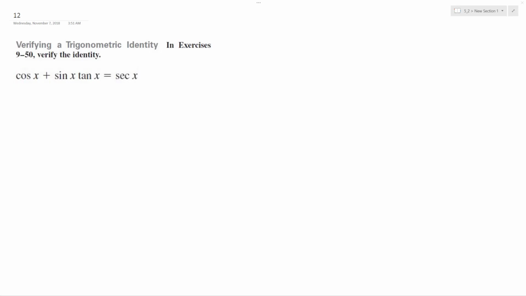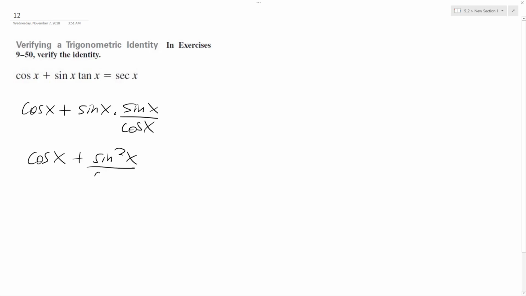Alright, we want to verify this trig identity. So what I'll do is break this down to its simplest components so we can prove it. So I have cosine x plus, and then I can break this down to sine x times sine x. I'm breaking down the tangent right now over cosine x. So what I end up with is cosine x plus sine squared x over cosine x.